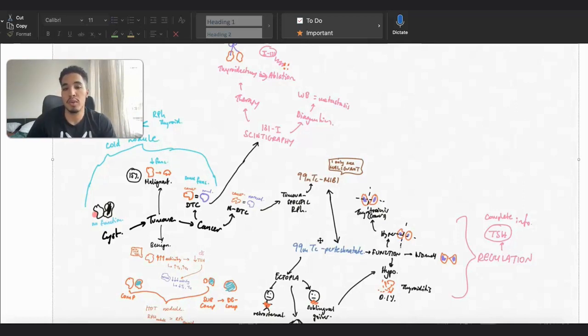We can also use 123 iodine, and that does gamma radiation only, and it has a shorter half-life and it's cheap and whatnot. But for the sake of cancer diagnostics and therapy, we want to stick to 131 iodine.